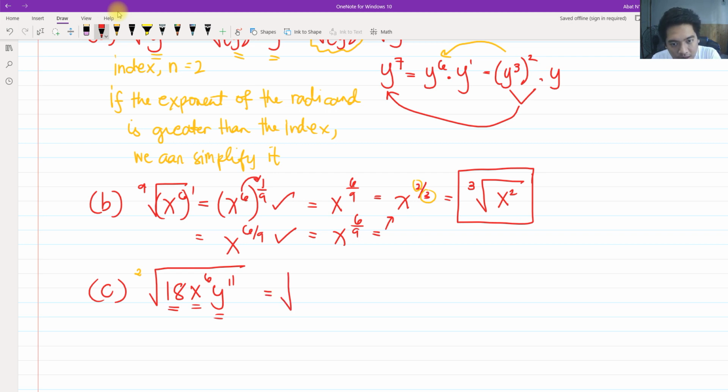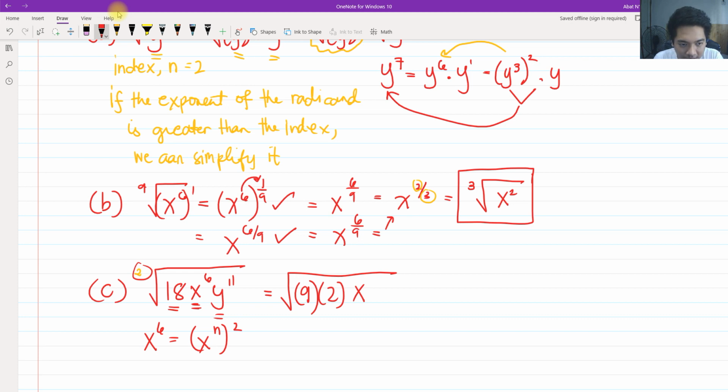First of all, 9 is a perfect square. Okay, 3 squared is 9. So multiplied by 2, this is my 18. And of course, for the second term, x raised to 6, since this is a square, I'm going to rewrite this x raised to 6 as x raised to n, squared, so that I can easily factor this x raised to n outside of the square root sign.